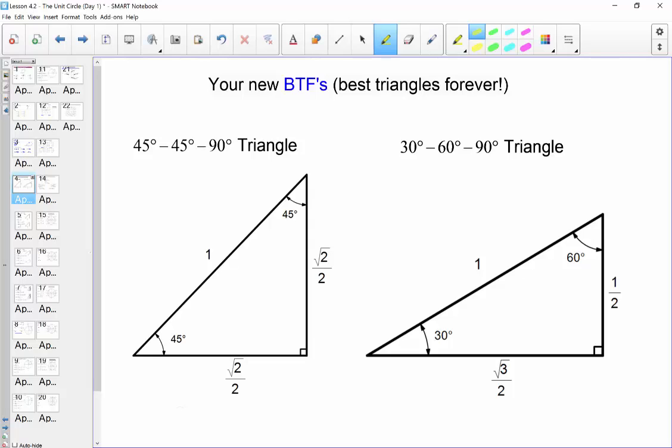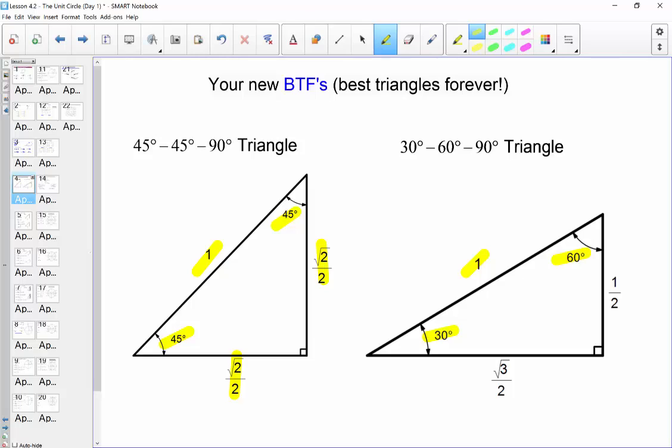It has a hypotenuse of 1, and both of the side lengths are equal at the square root of 2 over 2 and the square root of 2 over 2. Also, the interior angles are both equal at 45 degrees. The 30-60-90 triangle has a hypotenuse of 1, and it has an angle of 30 degrees and an angle of 60 degrees, along with the right angle.